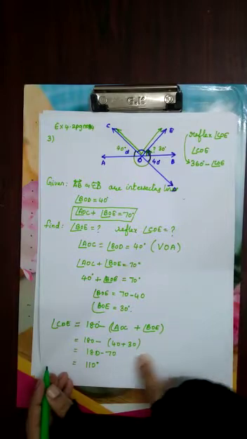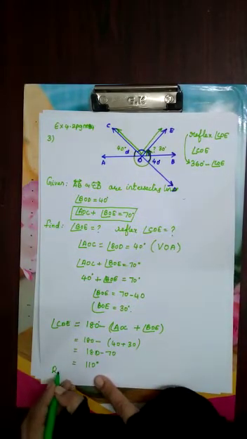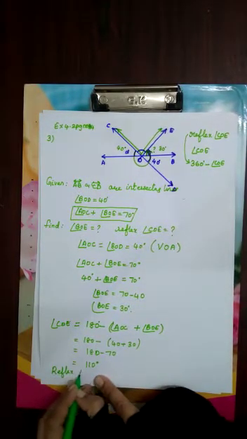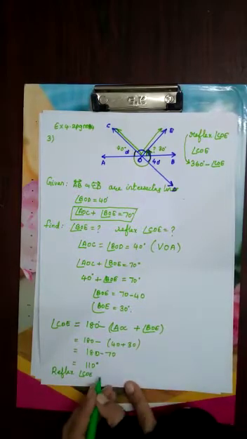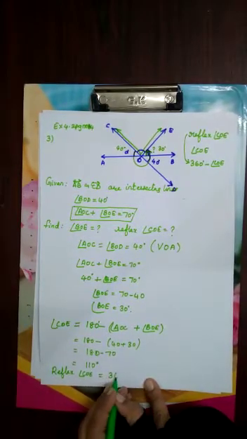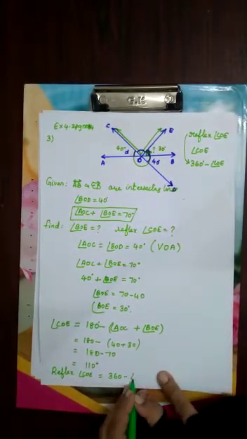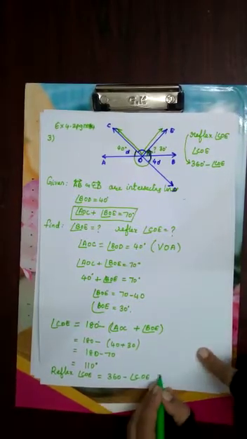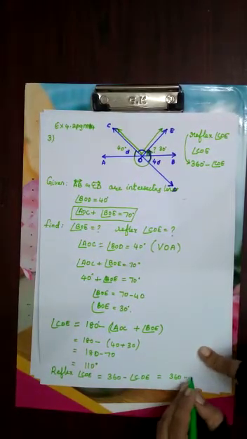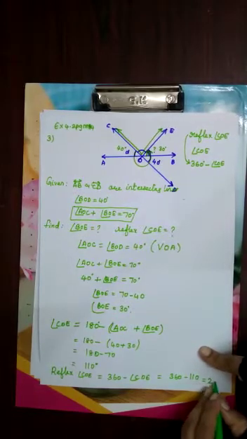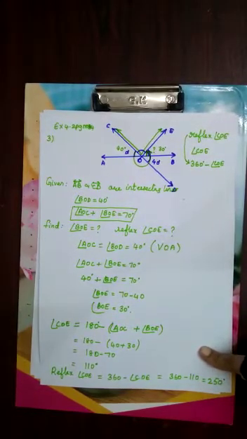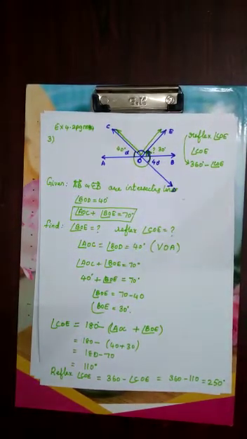Is that clear, children? And the question was actually to find reflex angle COE. So reflex angle COE will be nothing but 360 minus measure of angle COE. So that is equal to 360 minus 110, that is equal to 250 degrees. Is that clear, children? Okay.